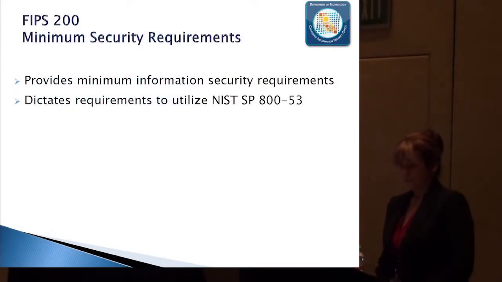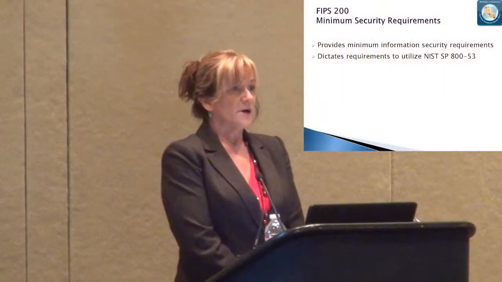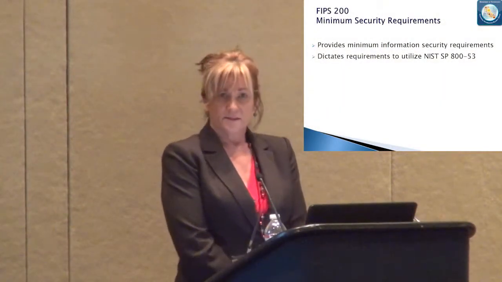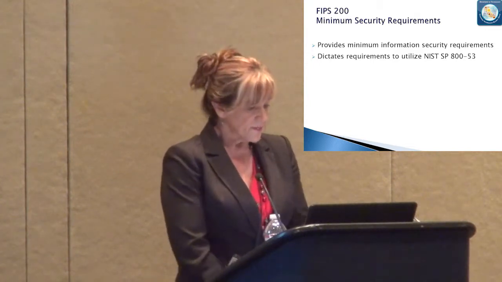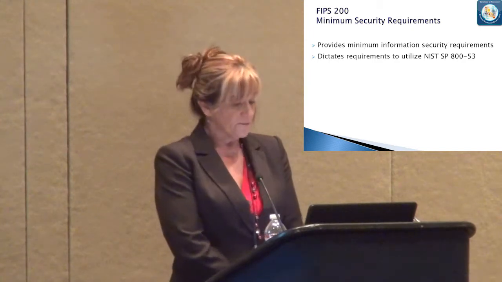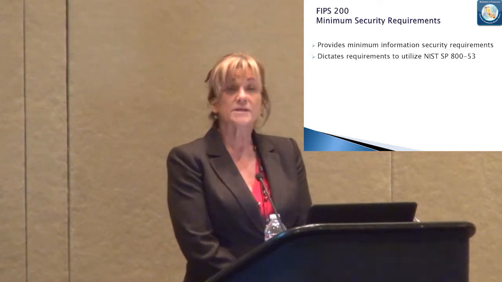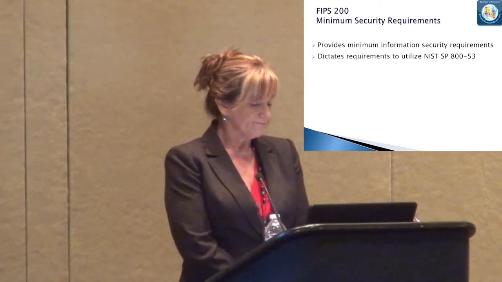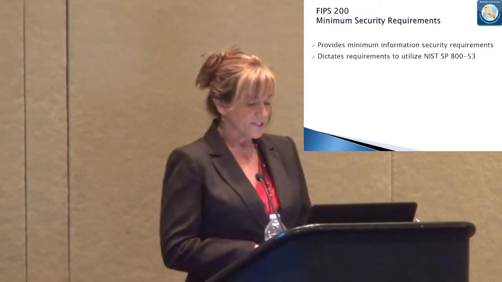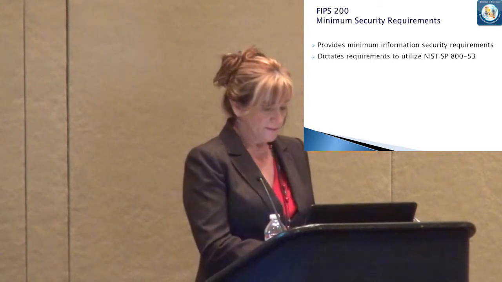Then we get to FIPS 200. Controls can be established at that point. You've got your data and information and systems categorized and classified, and now we can place the controls there. So these provide a minimum of information security requirements for the information and for information systems in each of the security categories defined in FIPS 199. And it dictates the requirements to utilize NIST 800-53 in establishing those controls.